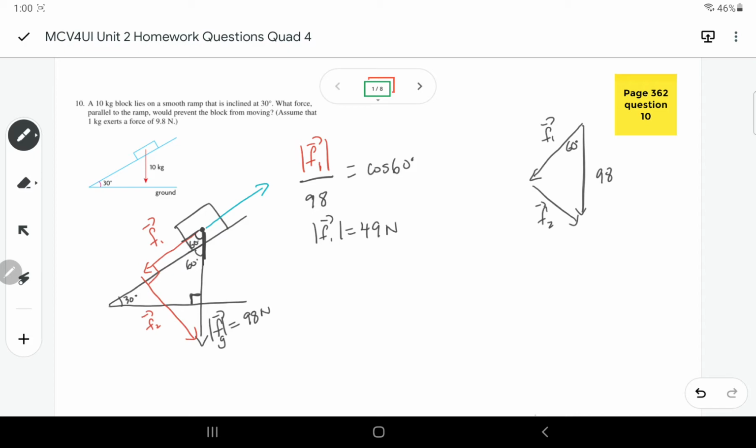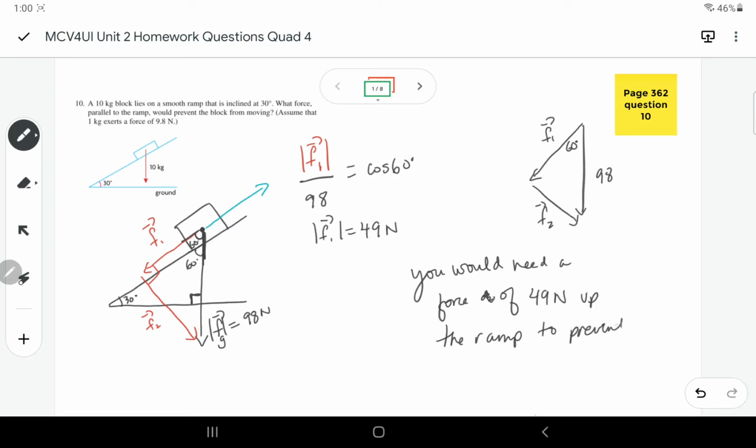So you would need a force of 49 newtons up the ramp to prevent movement. And that would probably be the force of friction, we would assume, on the ramp, but it might not be.